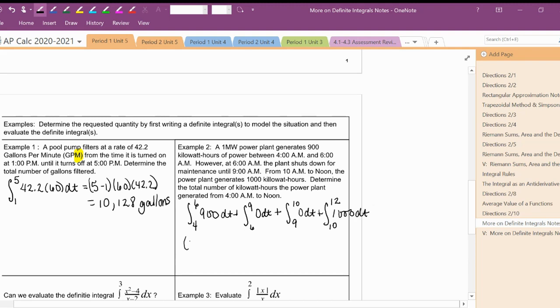So then we would take upper limit minus lower limit times our integrand. This is going to be 0, 0. Upper limit minus lower limit times our integrand. And we would get 3,800 kilowatt hours produced.